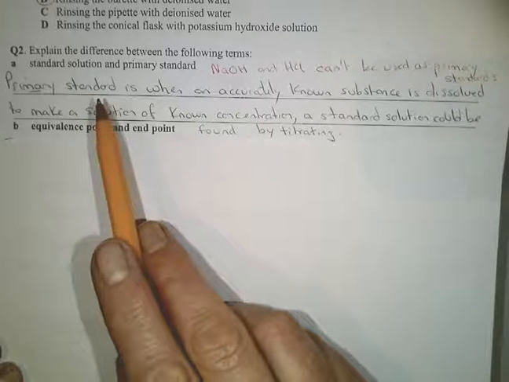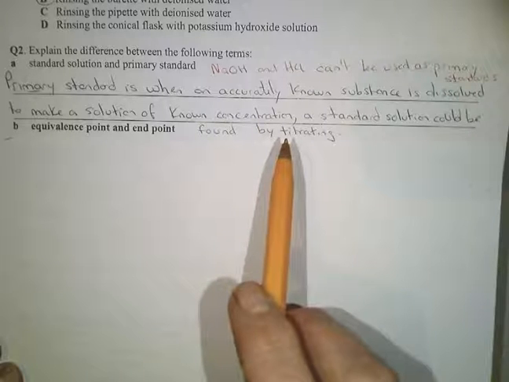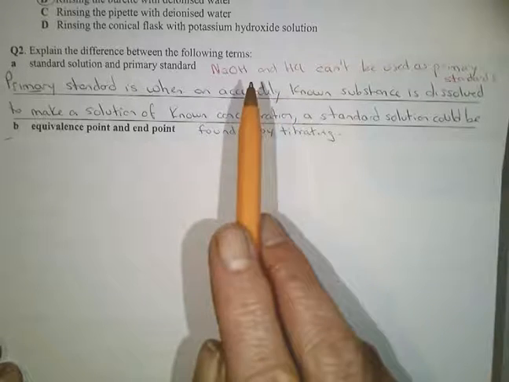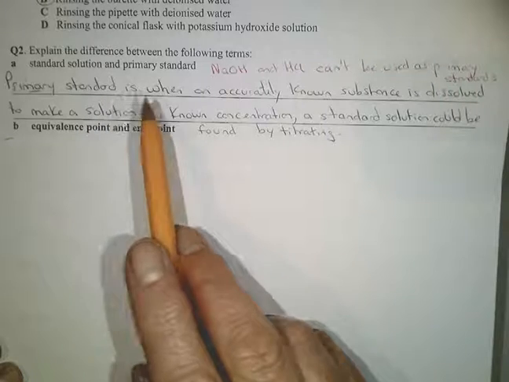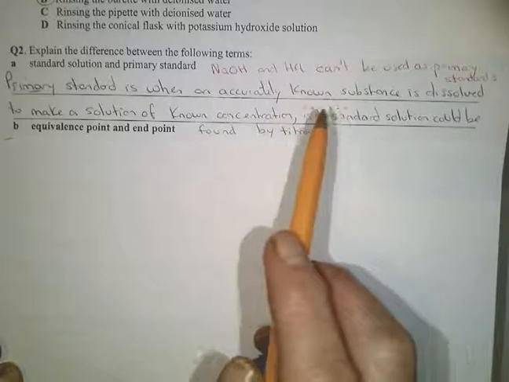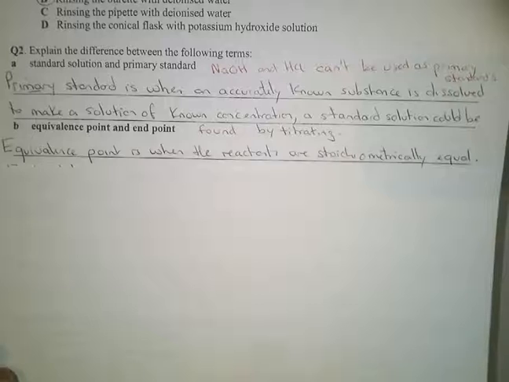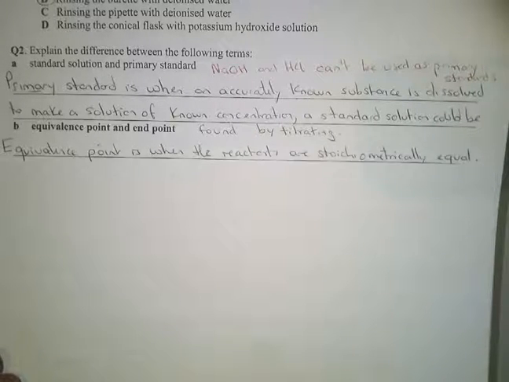So once you've done a titration and worked out the concentration of a solution, then it becomes a standard solution. So you can't use sodium hydroxide and hydrochloric acid as primary standards because we don't have an accurately known amount of them. We can't know an accurately known amount of them, but we could standardize them. React them with a primary standard, and then once we've reacted them, we could use them as a standard.